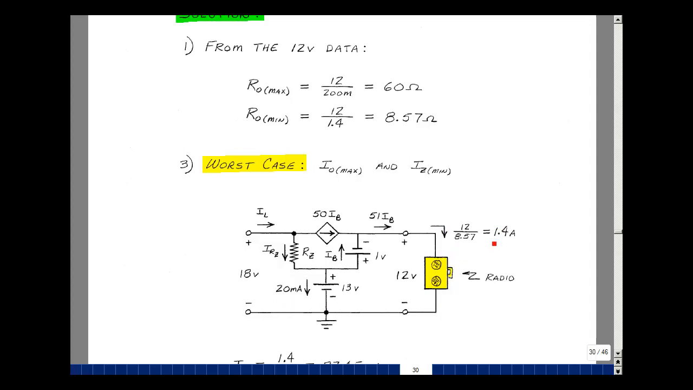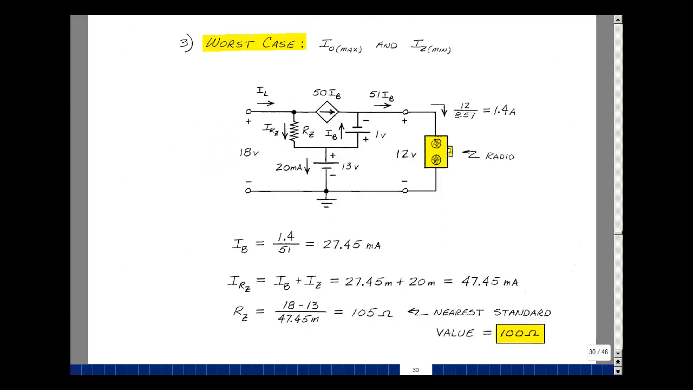Current in here is going to be 1.4 amps. Again, it's 12 volts divided by the 8.57 ohms. That's equal to 51 I sub B, I sub B plus 50 I sub B. We can solve for I sub B as 1.4 amps divided by 51, or 27.45 milliamps.